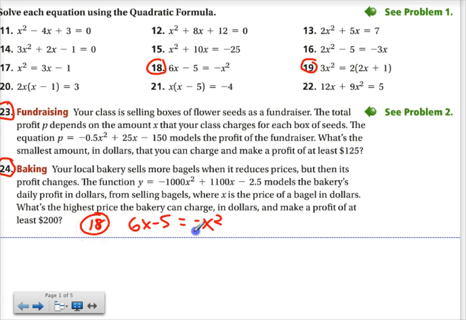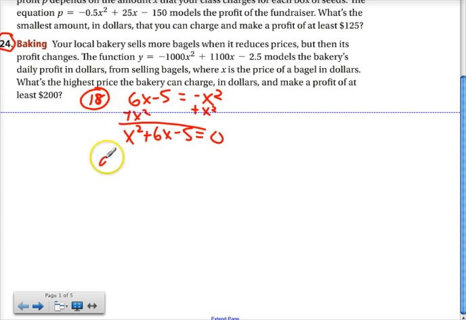form. So I'm going to add the x squared to both sides, because I like to keep my a value, my coefficient for my a value positive. So that'll be x squared plus 6x minus 5 equals 0. And then what I need to do is recognize that a is 1, b is 6, c is negative 5, and sing the little song.